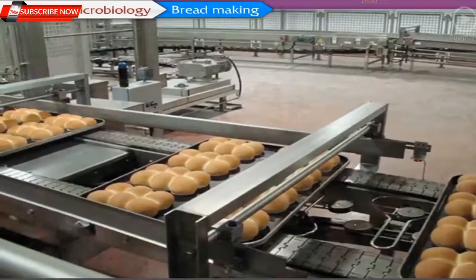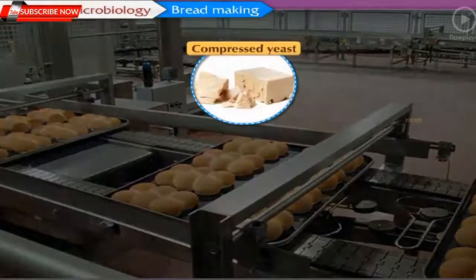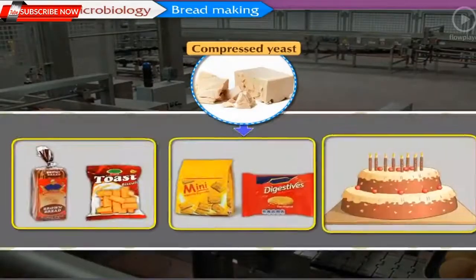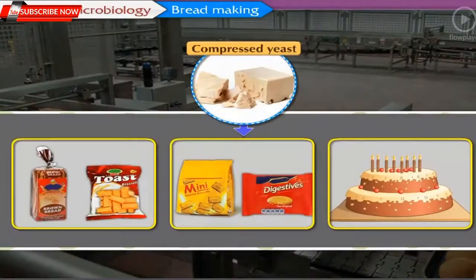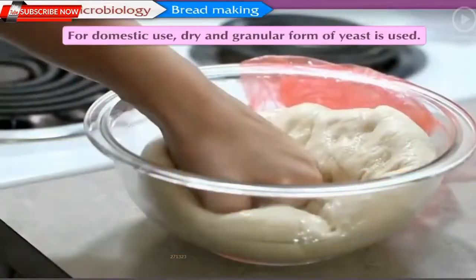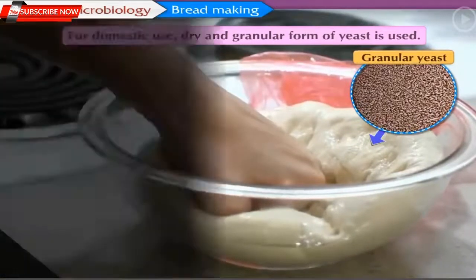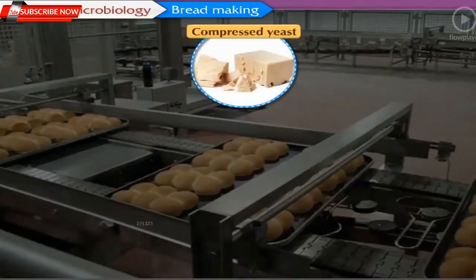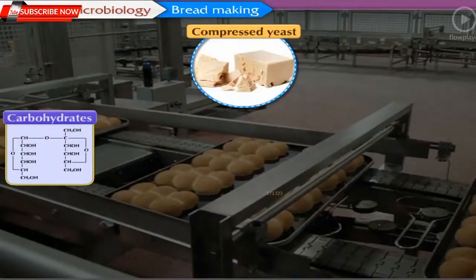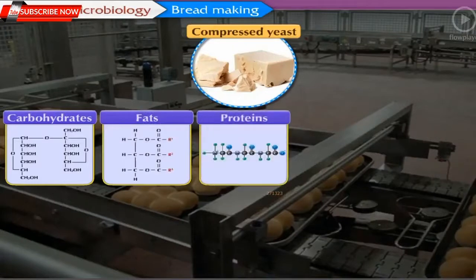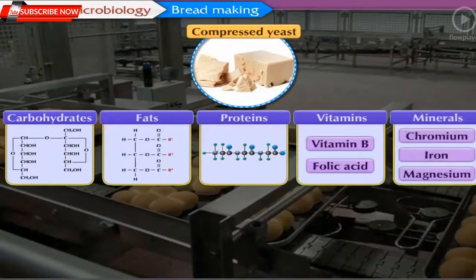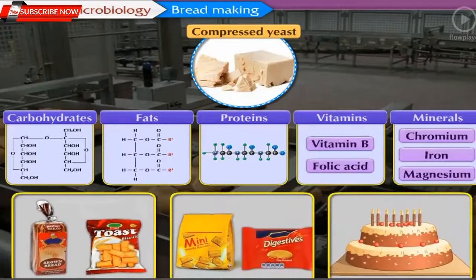In the commercial bakery industry, compressed yeast is used for making bakery products. On the other hand, for domestic use, dry and granular form of yeast is used. Yeast produced for commercial use contains various useful contents like carbohydrates, fats, proteins, various vitamins, and minerals. Due to this, bread and other products produced with the help of yeast become nutritive.